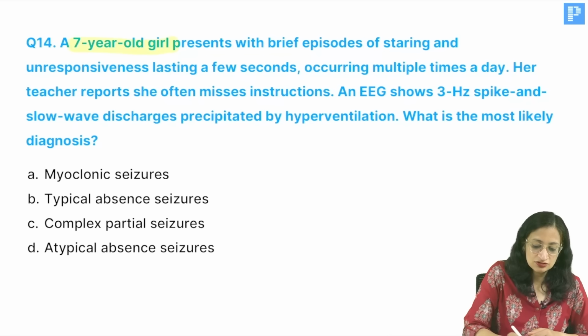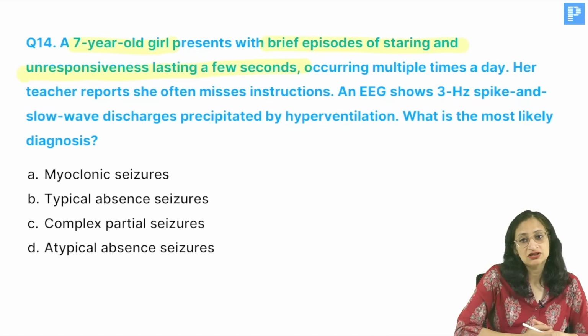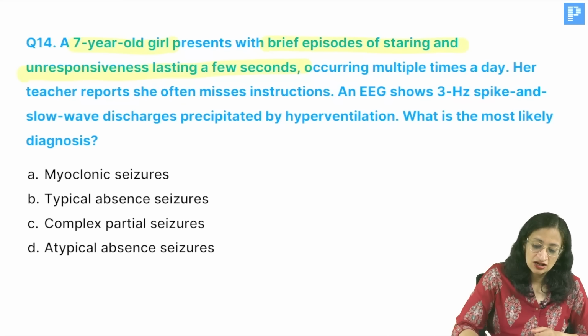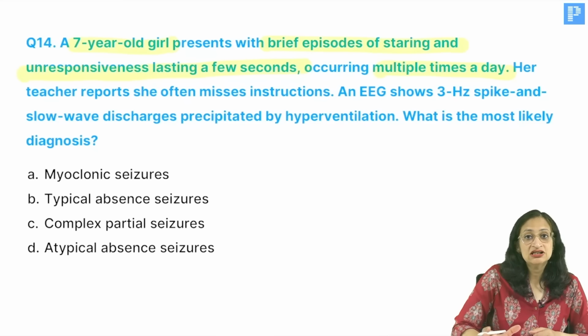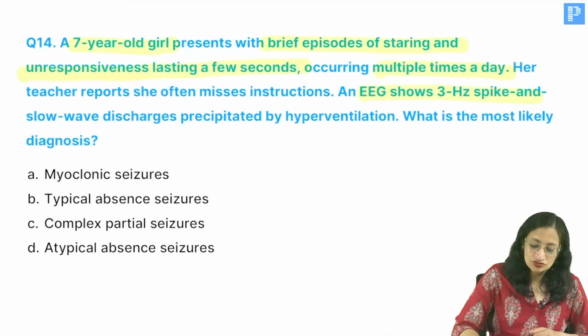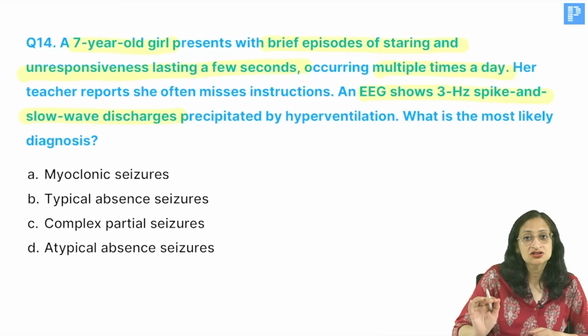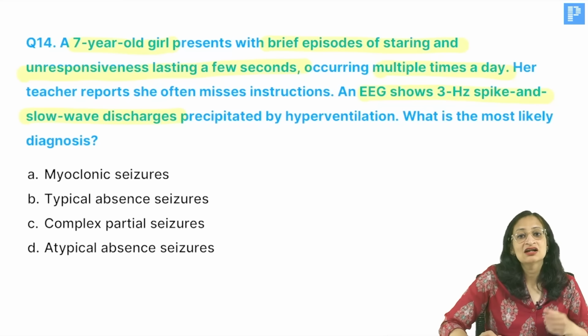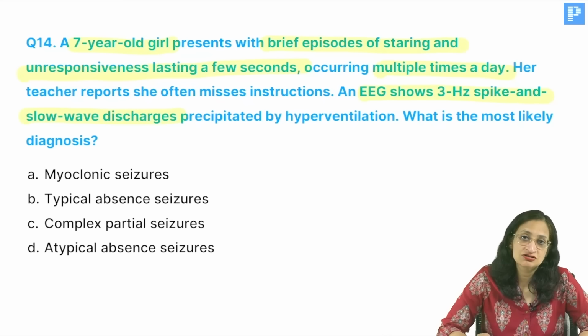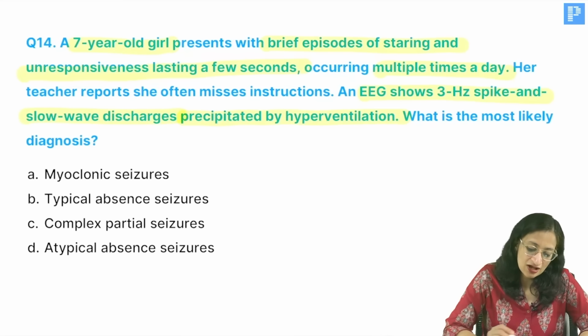A 7-year-old girl presents with brief episodes of staring and unresponsiveness lasting for few seconds. So this is what you see in absence seizures. Staring, inactivity, unresponsiveness, occurring multiple times a day. Her teacher reports that she often misses instructions, so daydreaming is also what they mistake it with. And the EEG shows 3 Hz spike and slow wave discharges. So 3 Hz spike and wave pattern is typically what you see in classical or typical absence seizure. And it is precipitated by hyperventilation.